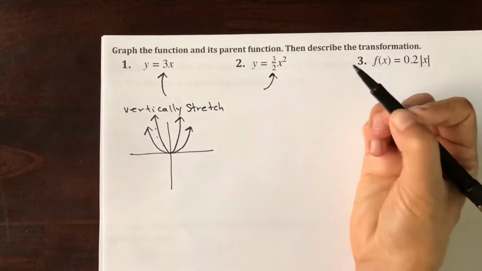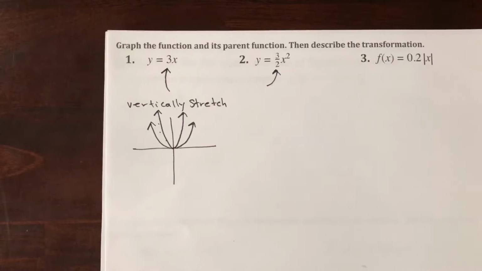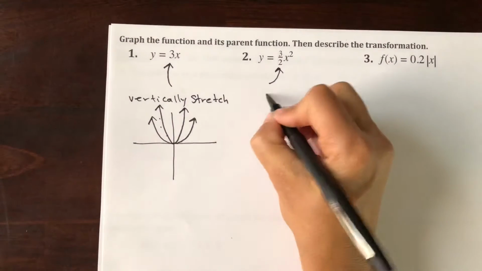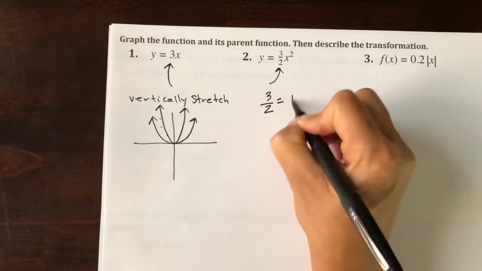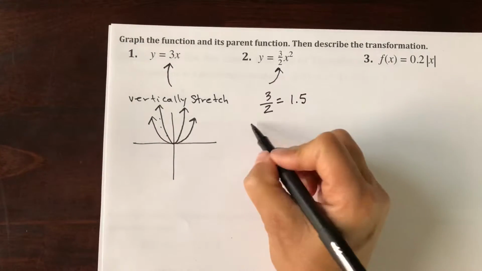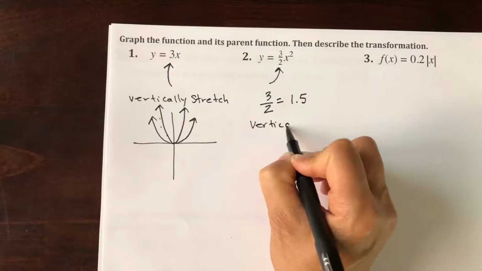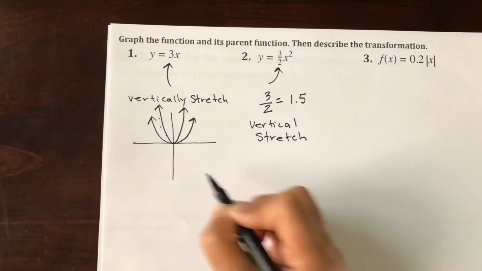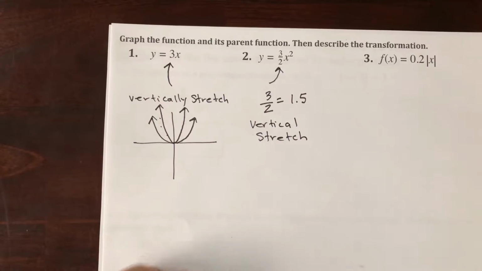If I put a 3/2 in front, I have to ask, is that greater than 1 or is it between 0 and 1? So 3/2 is equal to 1.5. So this is also a vertical stretch, similar to the number 1.